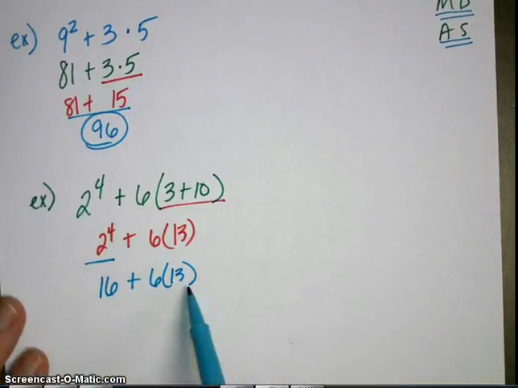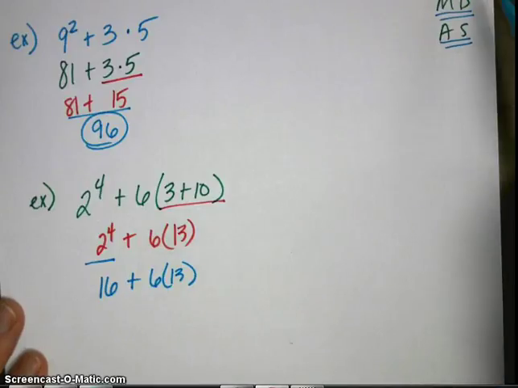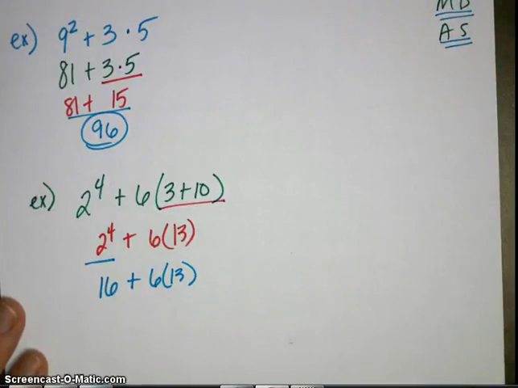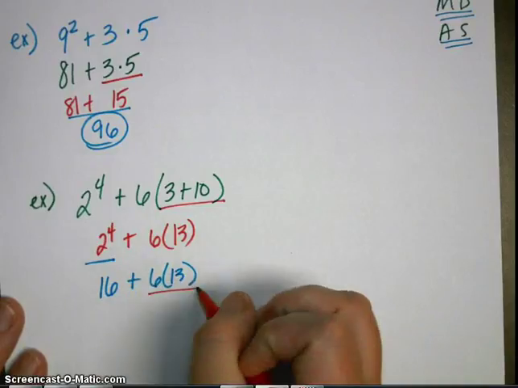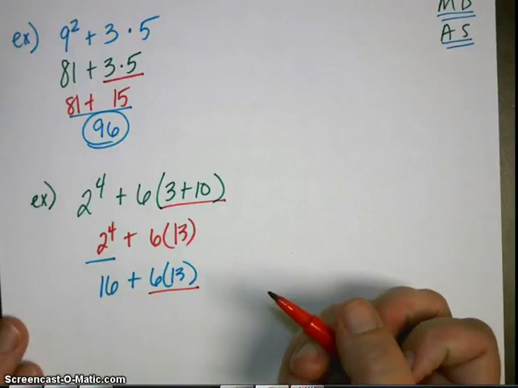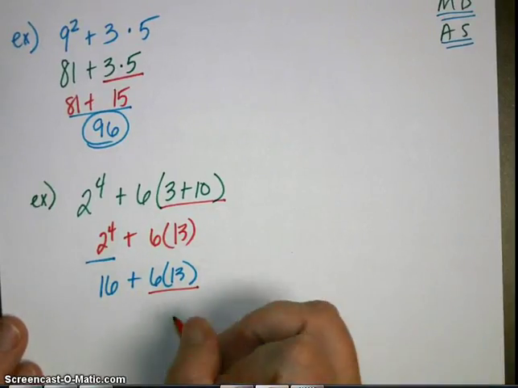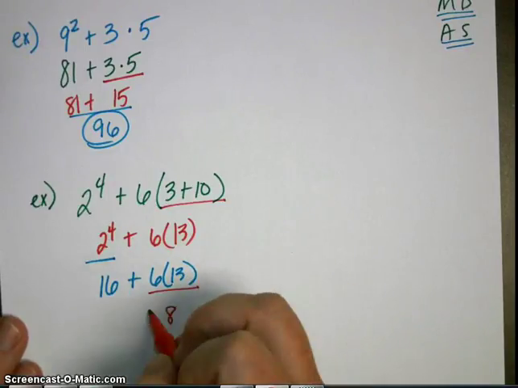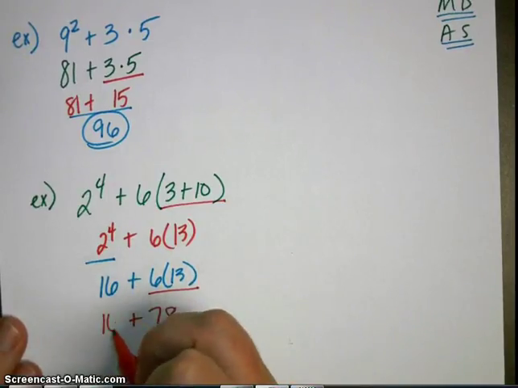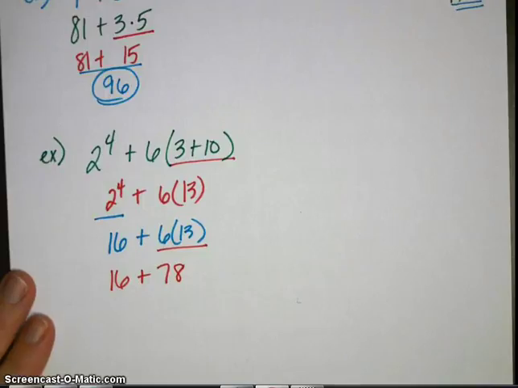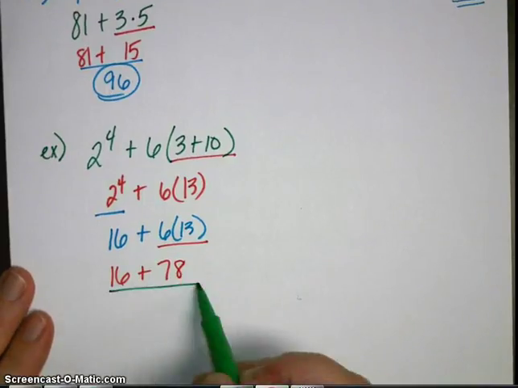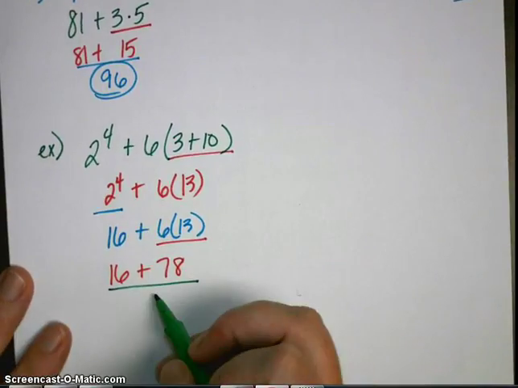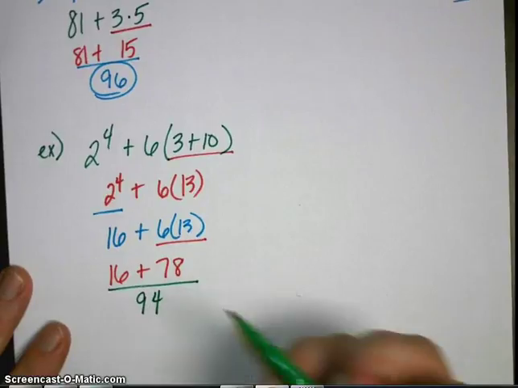Again, this is times. So the next step after exponent is multiply or divide. I see multiplication in this 6 times 13. So I'm going to do that multiplication, and 3 times 6 is 18. Carry the 1, that's 78. So now I'm working on 16 plus 78. Underline it and do it. That becomes 94.